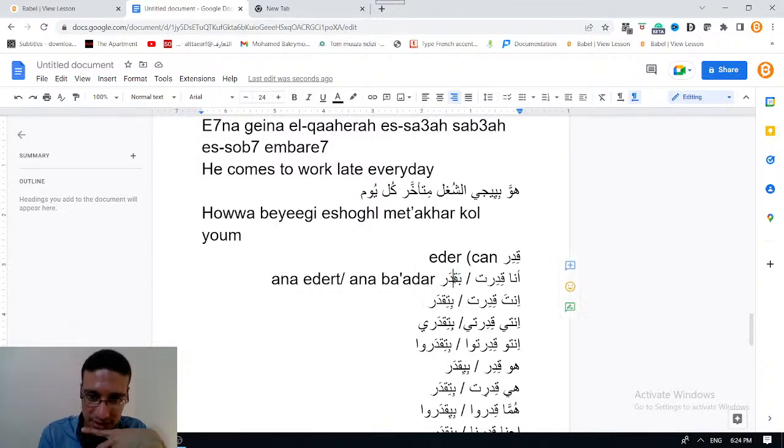أنا بقدر, this letter in the middle is قاف, so in standard Arabic it would be pronounced like قاف. However, in Egypt and also in other countries in the Levant, for example, in Lebanon, in Syria, in Jordan, it's not pronounced like this. It's pronounced like alif, like a. It's أنا قدرت, أنا بقدر. So you make here a pause and you pronounce like a. أنا بقدر, I can.